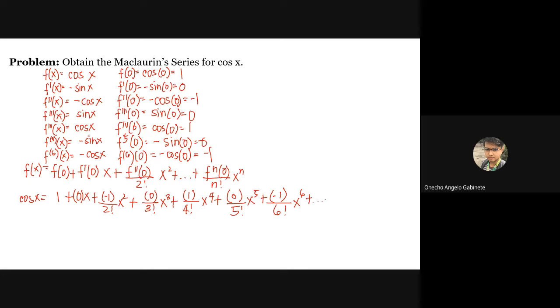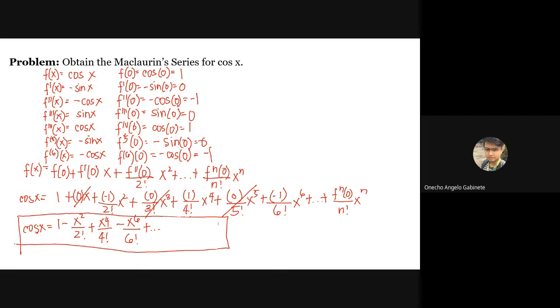Ayan. Plus dot dot dot. Ano kaya ang ating magiging form? So, sulat ko muna itong f raised to n of 0 over n factorial x raised to n. So, wala na po ito. So, simplifying, ang Maclaurin series ng cosine x ay 1 minus x squared over 2 factorial plus x raised to 4 over 4 factorial minus x raised to 6 over 6 factorial plus dot dot dot. Ito na po yung ating Maclaurin series ng cosine x.